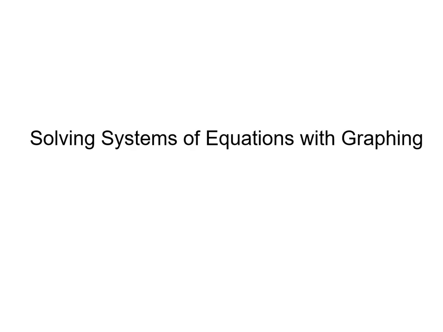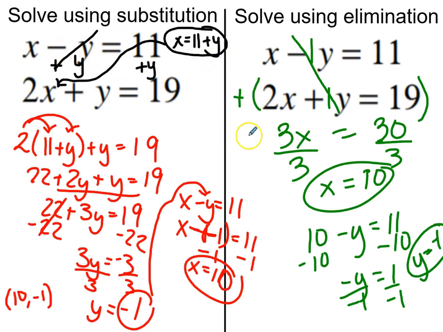Well, if you take these two equations and you type them into Desmos. If you don't have Desmos open, you might want to go ahead and open it up. So we've got x minus y is equal to 11, and 2x plus y is equal to 19. Take a second and just type that into your Desmos. If you need to pause the video, you can while you get it typed.